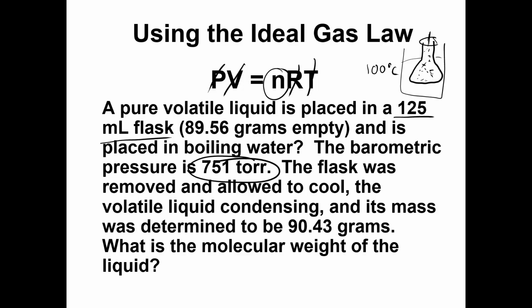Now let's continue reading, right? The flask was removed and allowed to cool, the volatile liquid condensing, and its mass was determined to be 90.43 grams. Okay, so this is now the flask with the liquid minus the empty flask, which will give us the mass of the liquid, which was a gas. So that in a way would be the mass of the gas at 100 degrees, a volume of 125 milliliters, and a pressure of 751 torr. Okay, and so the question is, what is the molecular weight of the liquid?